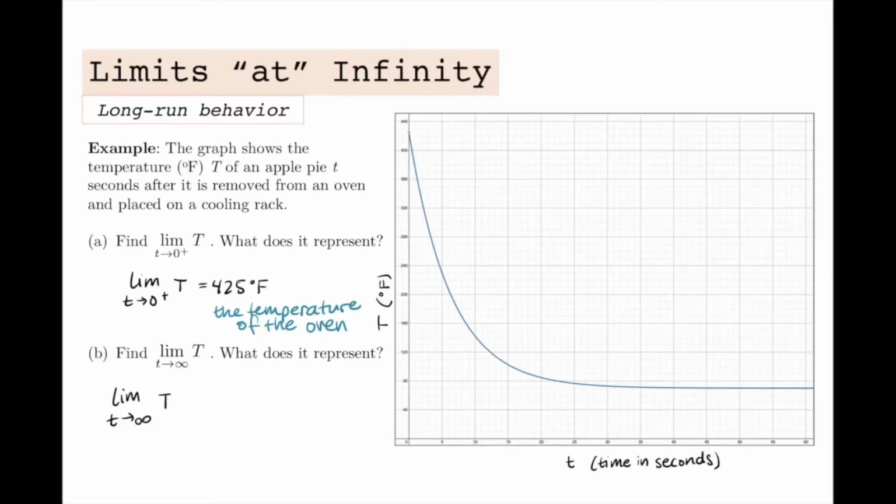I know that it's a little hard to see, but this is about 70 degrees. So we can say that the limit as time approaches infinity of the temperature is 70 degrees Fahrenheit. Now what this represents is the room temperature, because the pie won't cool down below whatever the temperature of the room is.